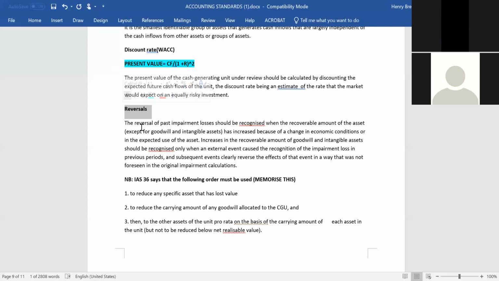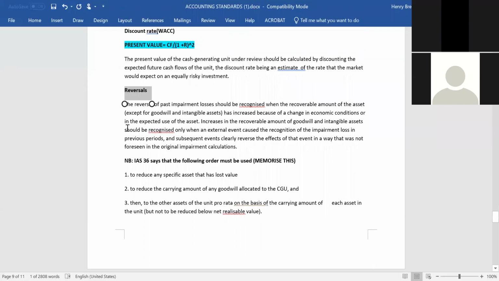So we say that there are instances where there can be a reversal of impairment. When you realize that the condition which contributed to the impairment has turned favorable, then we are supposed to reverse that impairment, right?